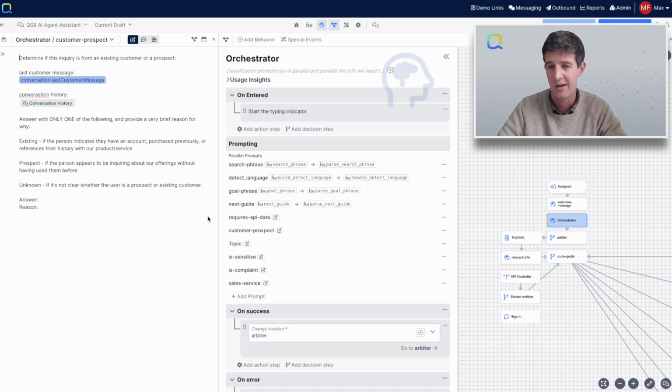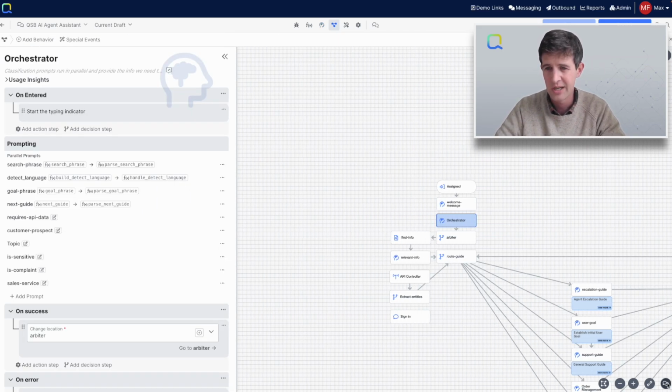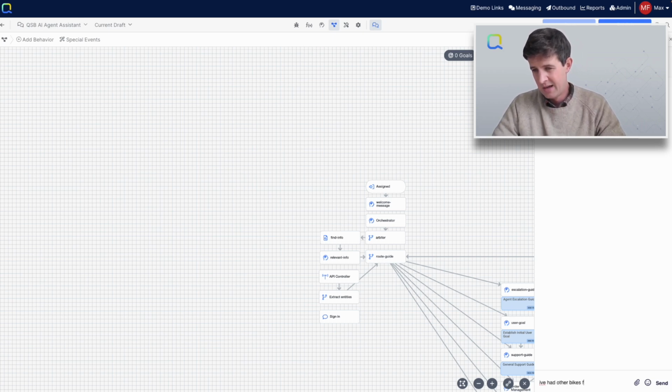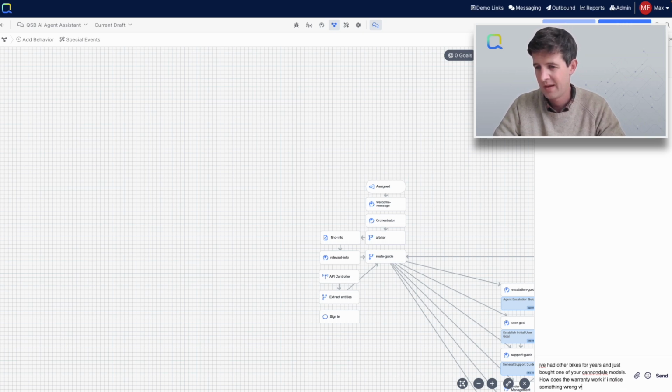So let's take a look at what this looks like in practice and why it's actually valuable. To take a step back for a second, we're looking at a sample agent in the context of a fictional bicycle retailer. So I'm going to come in and ask a question. I'm going to say something like, I've had other bikes for years and just bought one of your Cannondale models. How does the warranty work if I notice something wrong with the carbon frame?